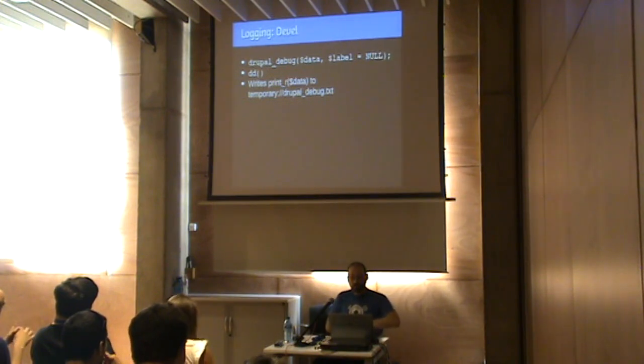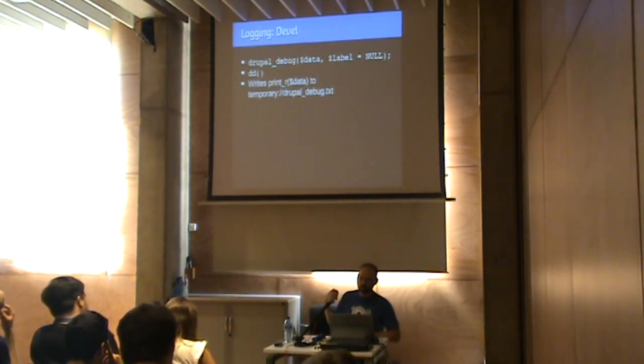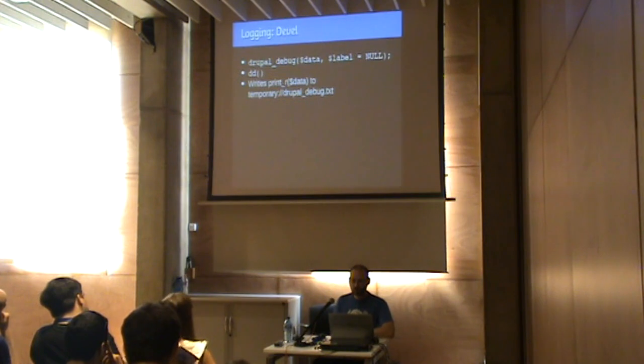Again, logging with Devel. I showed you how to log to a file earlier with file_put_contents. Devel also has this built in. You just call dd, sorry, Drupal debug. You give it your variable and you give it an optional label. If you do, it will be printed before your variable. And this will log your data straight to temporary drupal_debug.txt. Usually that's somewhere under the sites, under the files directory, or you can set it to temp. So that's a really handy function.